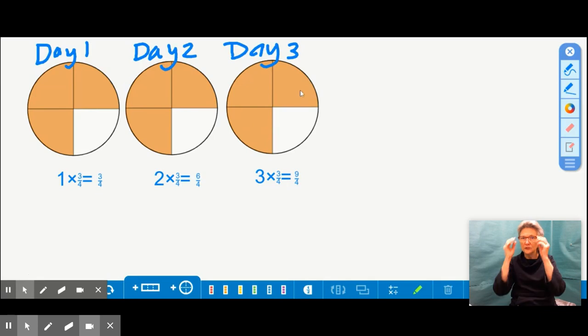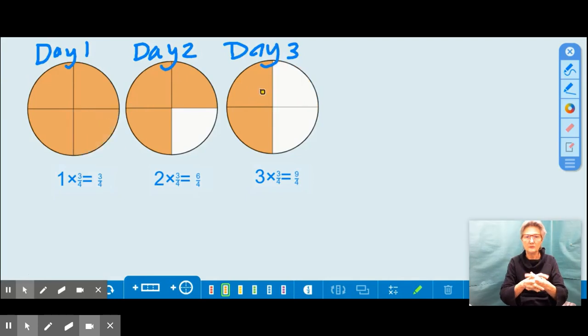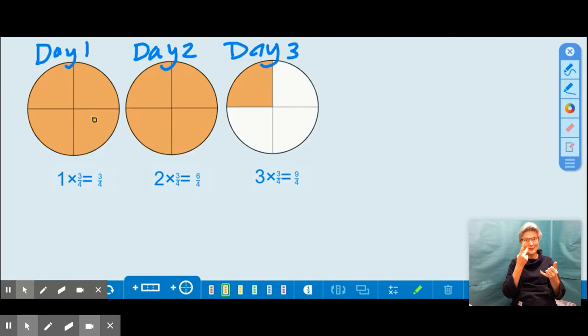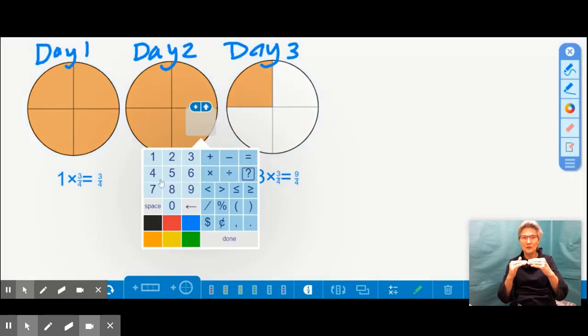So I'm going to take a fourth from this one. Oops, let's do this. I'm going to take a part from this circle, put it in here. Then I'm going to take a part from this whole and put it in here. And I know that I have 2 wholes shaded in and 1/4 piece left. So I know that 9/4 is the same as 2 and 1/4 hours.